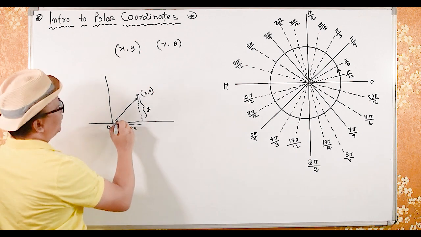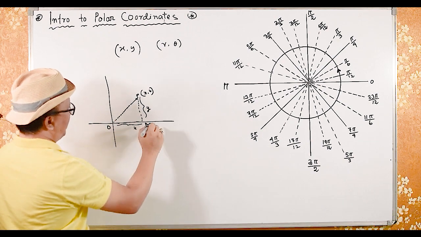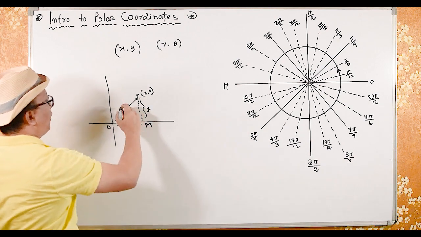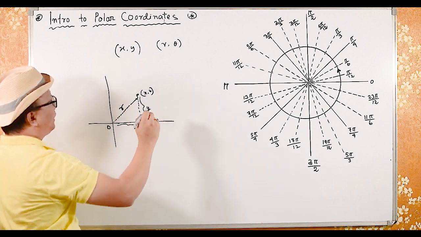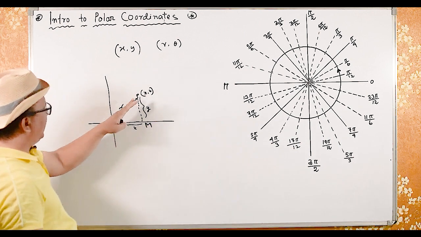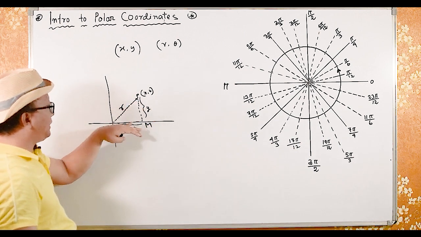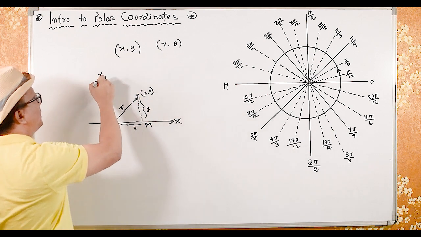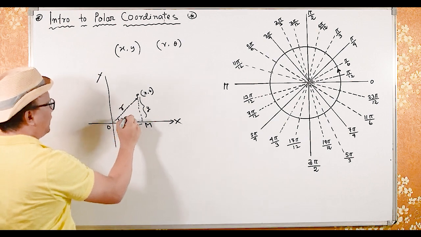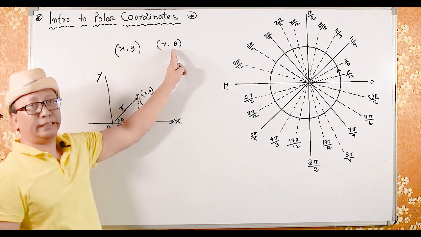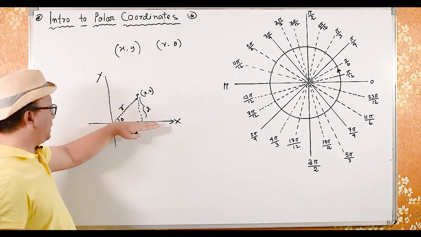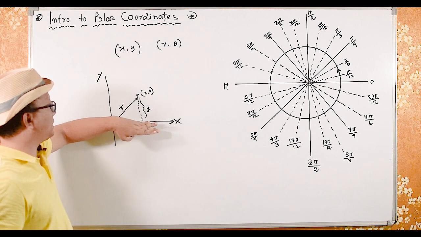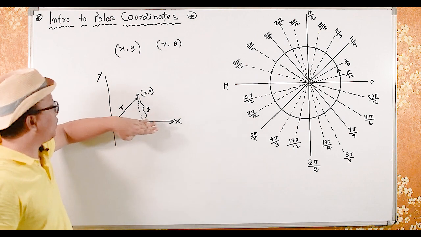Say this is OP, and let's say this is M. Now the distance of OP, let's call it r. And if OP makes an angle theta with the positive x-axis, this is the x-axis, this is the y-axis, then that is theta, the angle which OP makes with the initial line. Sometimes it's called the initial line.